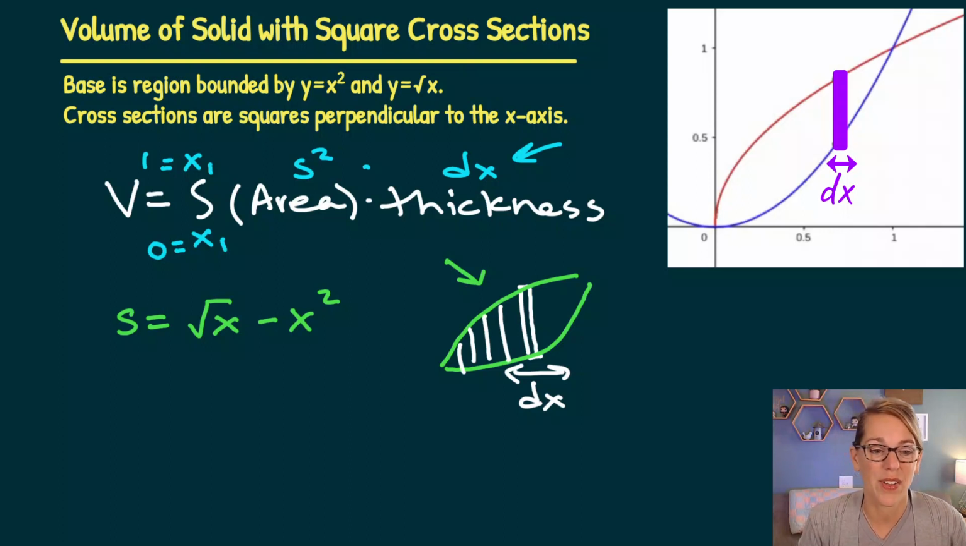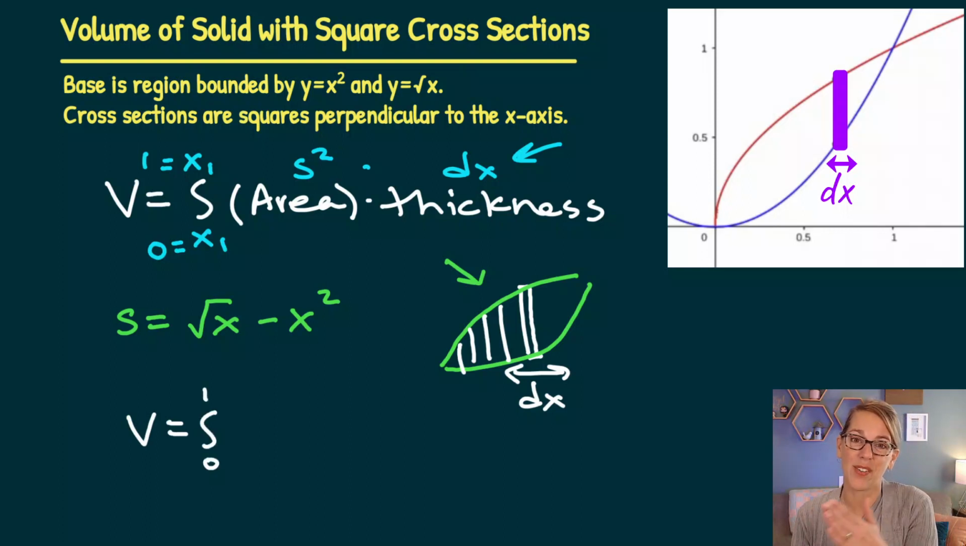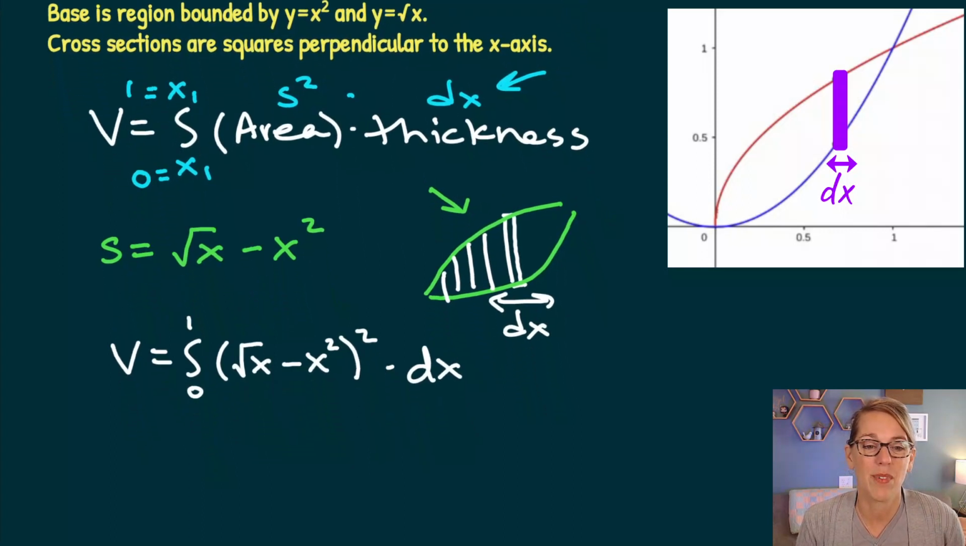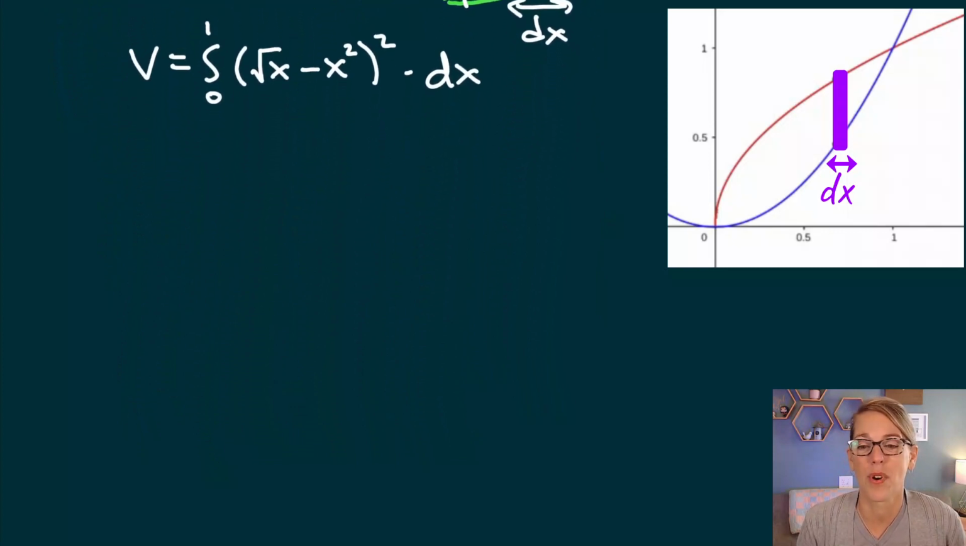Let's go ahead and put that volume together now. Our volume is equal to the integral. I'm going to span from 0 to 1 along the x-axis. And I'm going to take a side squared. My side is represented by the square root of x minus x squared, squared. So there's my side squared times my thickness. Let me go ahead and move this up so we've got a little more room.